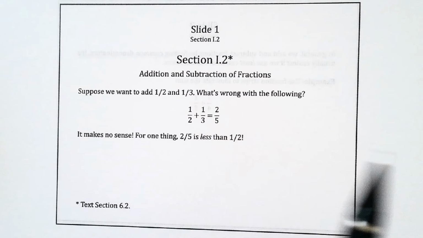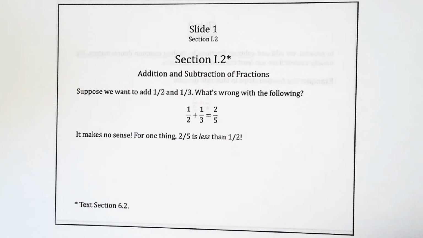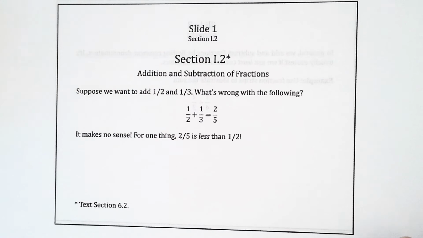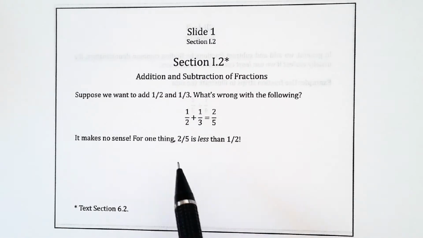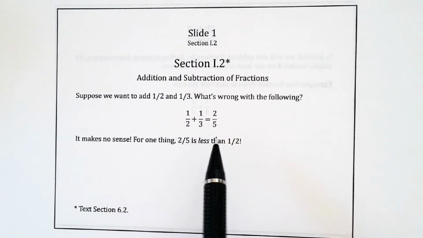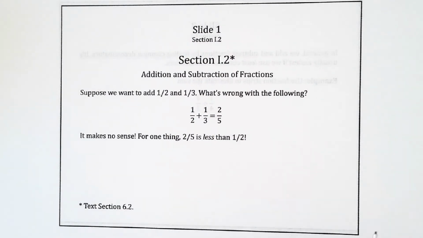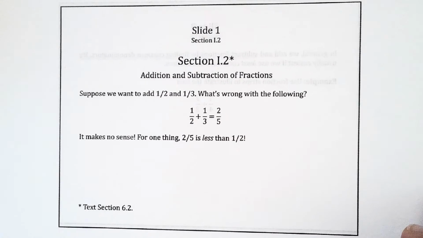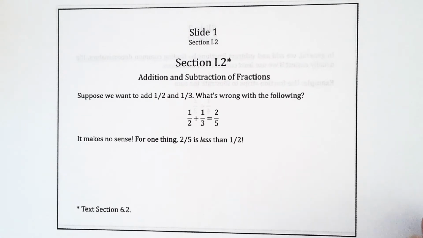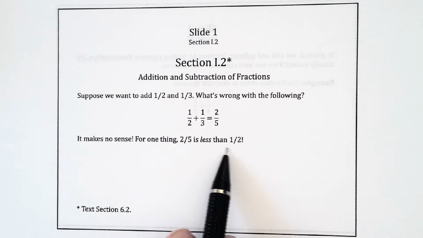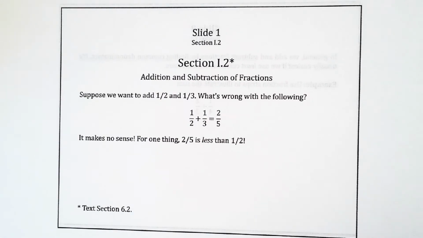You see this often among middle school students, high school students, college students, where in the attempt to add two fractions, the student will just add the numerators and then add the denominators, and then get this answer 2/5. Okay, so let's think about what's wrong with that. Well, it makes no sense. For one thing, 2/5 is already less than 1/2. How could you add something to 1/2 and get something that's smaller than 1/2? So just on those grounds, it doesn't make any sense.